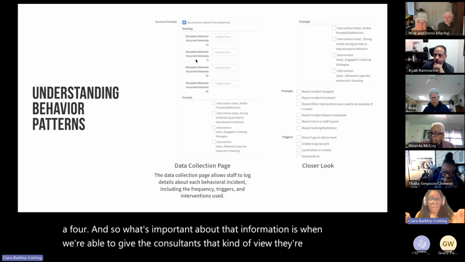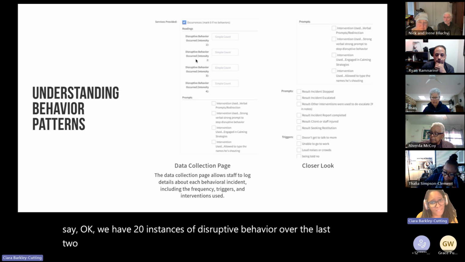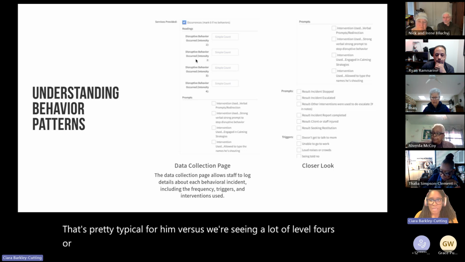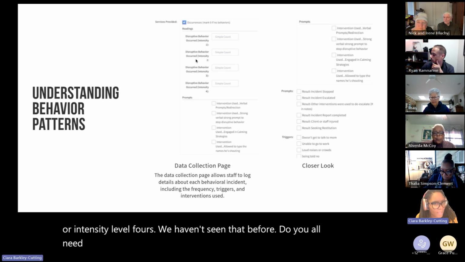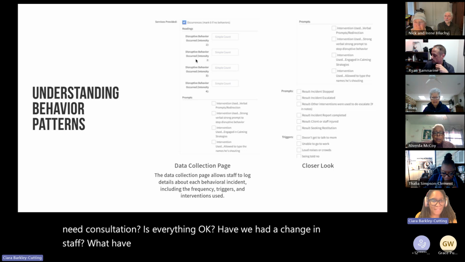What's important about that information is that when we're able to give the consultants that kind of view, they're able to say, okay, we have 20 instances of disruptive behavior over the last 2 days. That's a lot, but we've been at intensity level 1. That's pretty typical for him. Versus we're seeing a lot of intensity level 4s. We haven't seen that before. Do you all need consultation? Is everything okay? Have we had a change in staff?